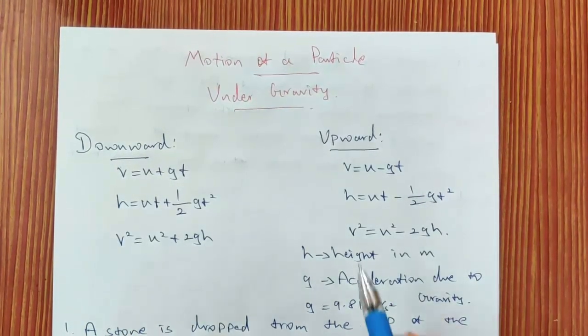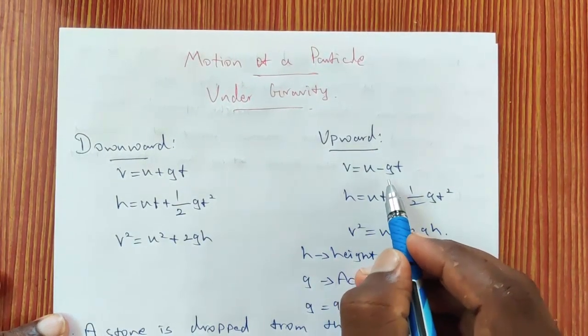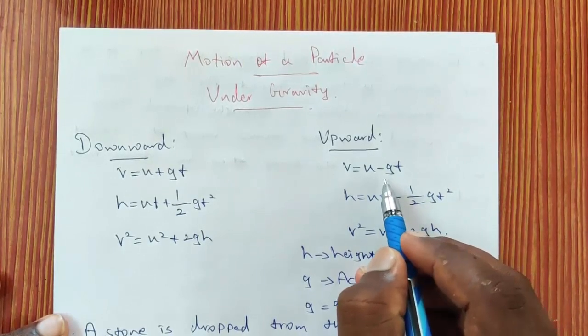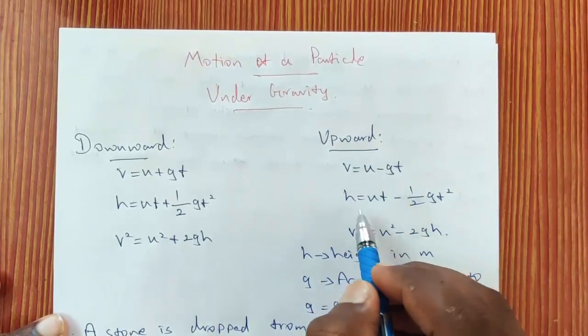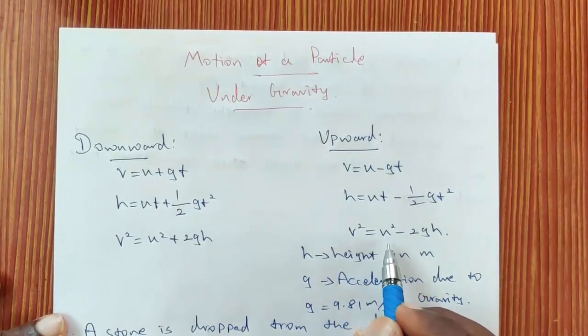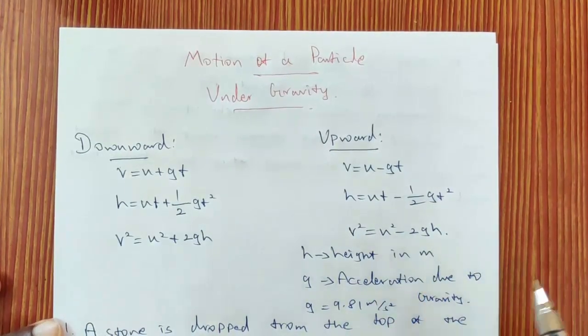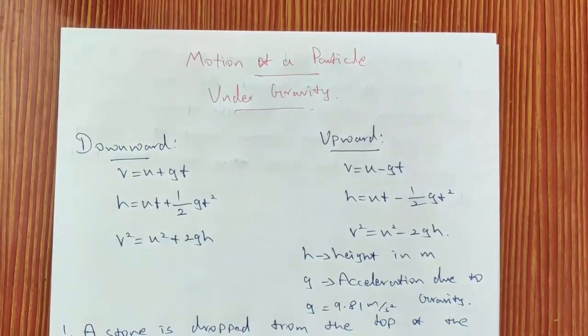Suppose the particle moves in the upward direction, then the particle is moving in the opposite direction of the acceleration due to gravity. That is why here the direction of the acceleration due to gravity is considered as negative. v is equal to u minus gt, h is equal to ut minus half gt square, and v square is equal to u square minus 2gh. Here h is the height in meter and g is the acceleration due to gravity. We know that g is equal to 9.81 meter per second square.